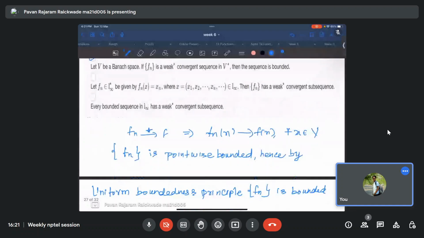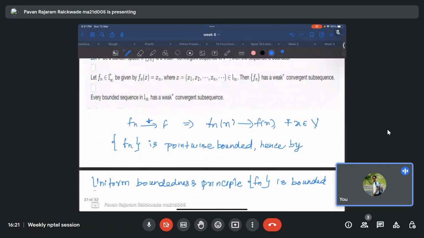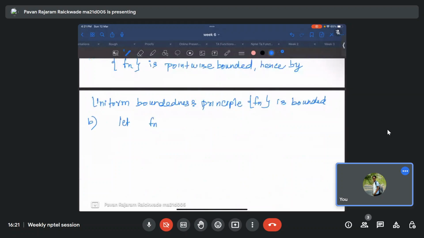Okay, so second option. If Fn is from L infinity star given by Fn of x equal to xn, the nth component, then Fn has a weak star convergent subsequence. Okay, point two. Fn has a weak star convergent subsequence.